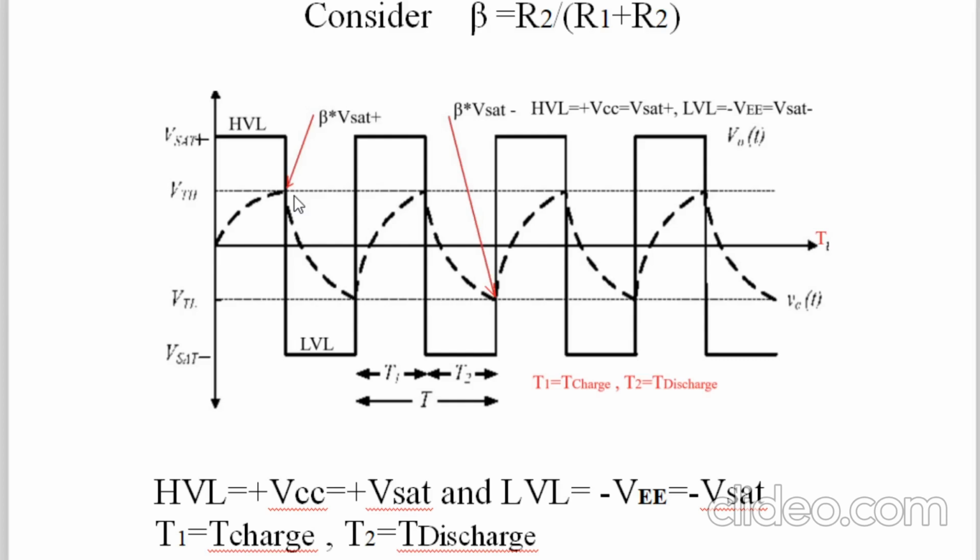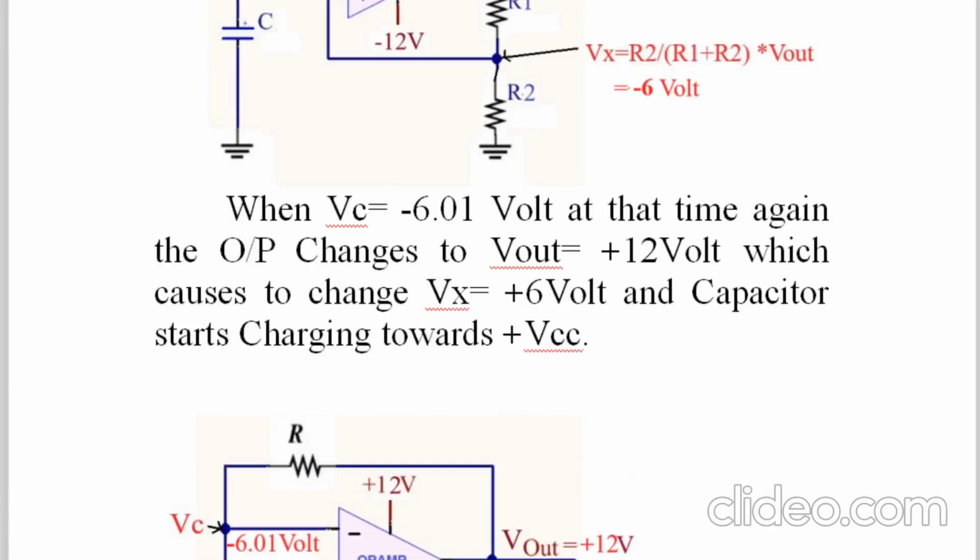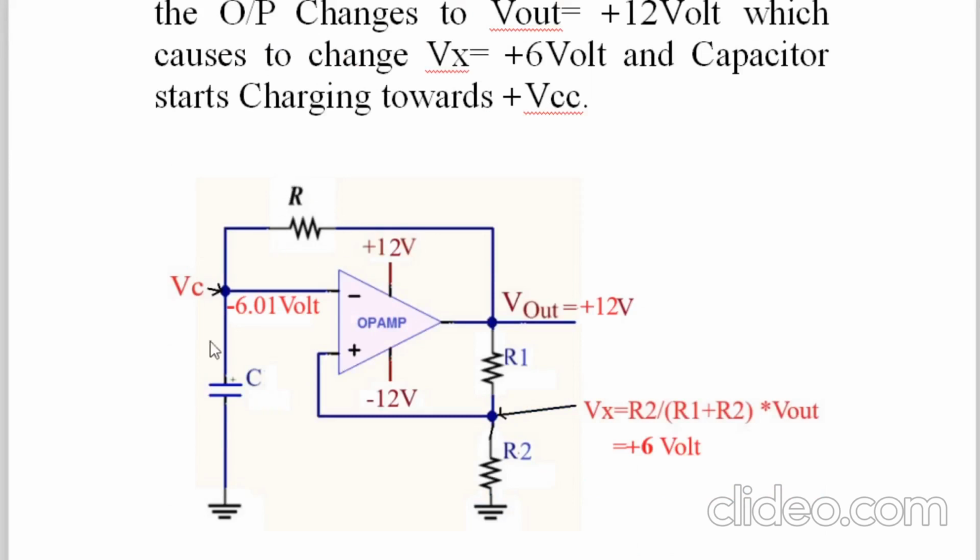That is one thing. Secondly, how long the capacitor will take to charge to 6 volt, or how long it will take to discharge from +6 to -6. So the charging time T charge is from -6 to +6 and T discharge is from +6 to -6. So this T charge and T discharge is decided by what factor? It is decided by the value of R and C itself.